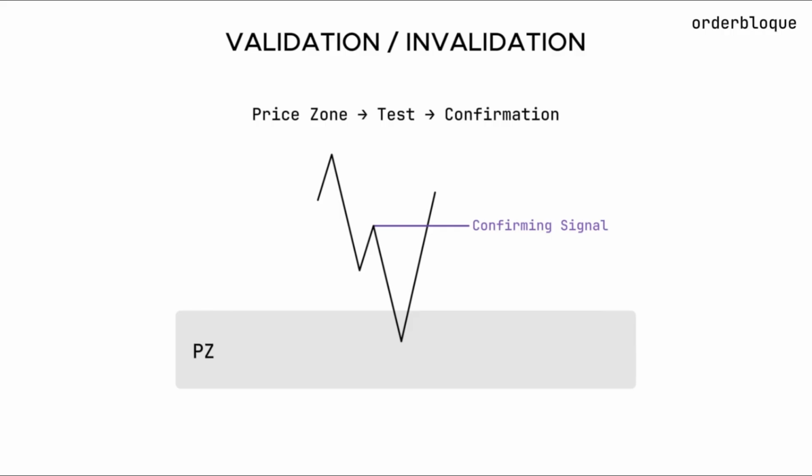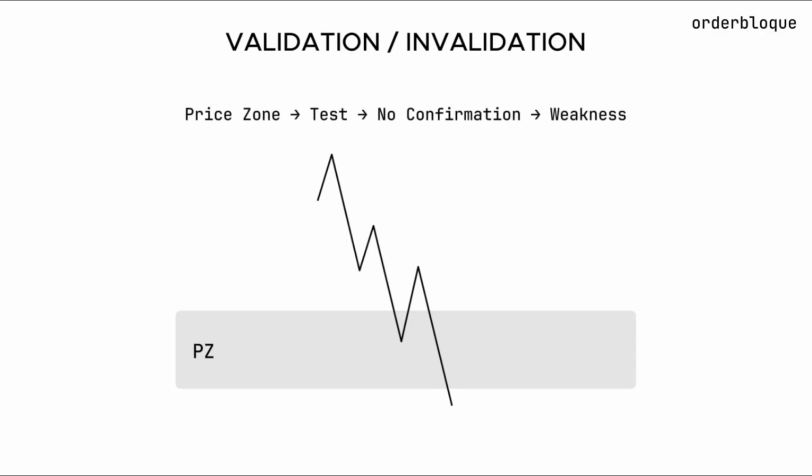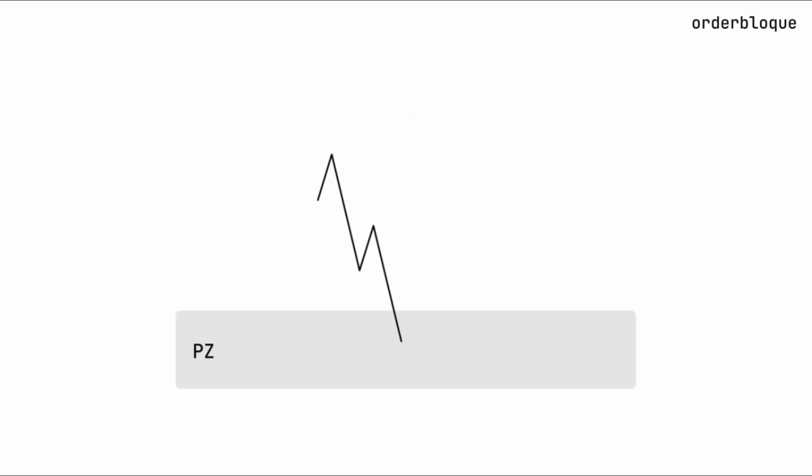This will indicate the validity of our idea and confirm that we were right. It's important to note that signals can vary and depend on trading strategies. We won't focus on that now. However, if during testing, the price doesn't form a confirming signal or completely ignores and breaks through our zone, the idea is considered invalidated, meaning our assumption was incorrect.